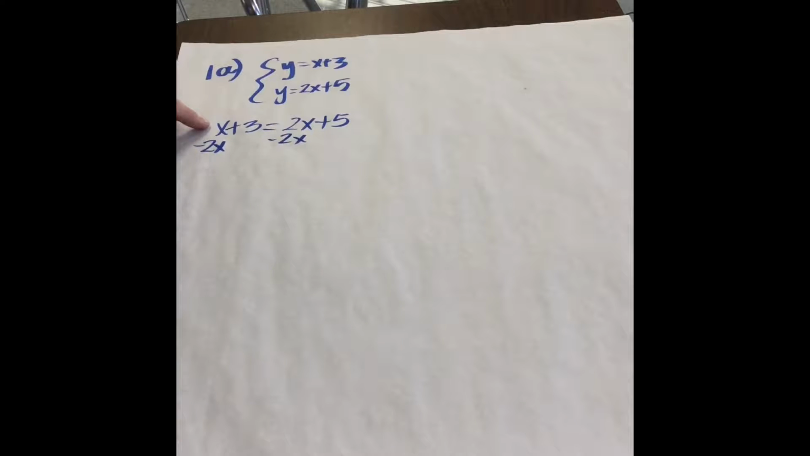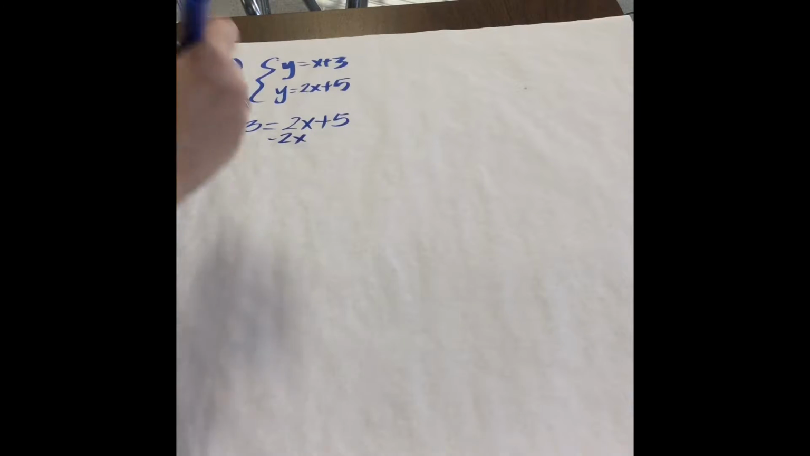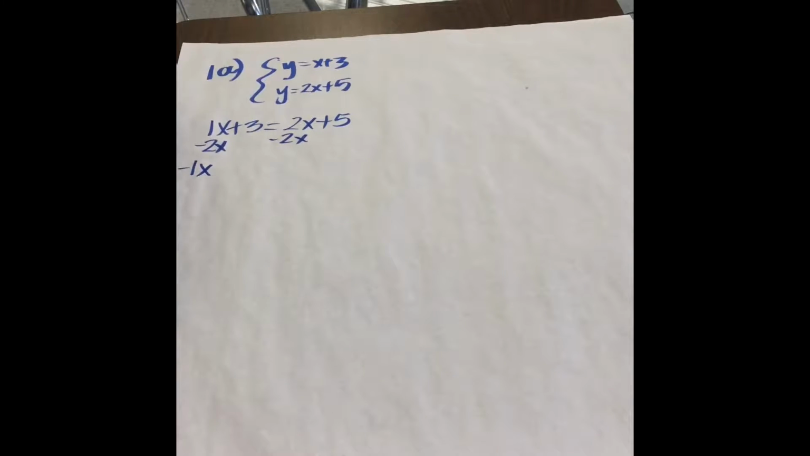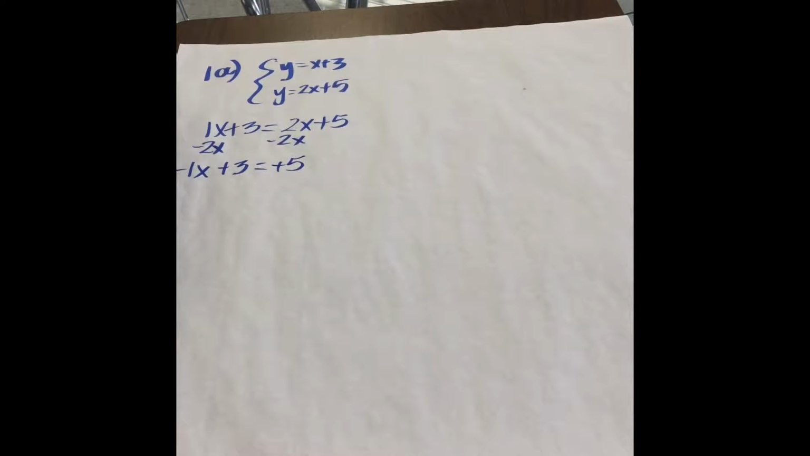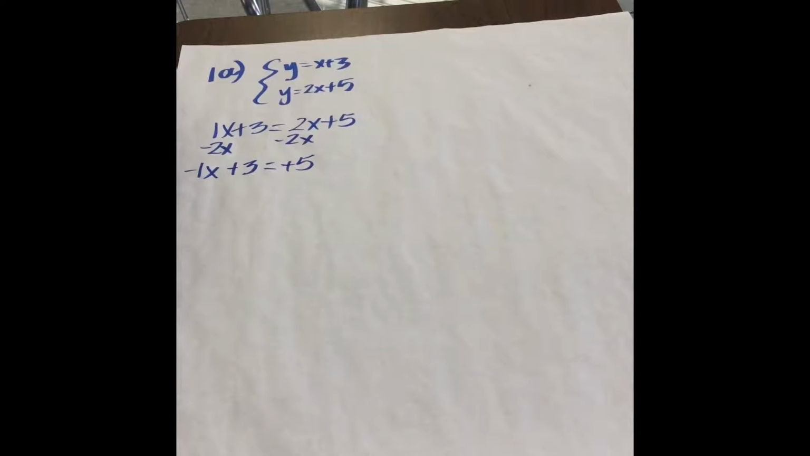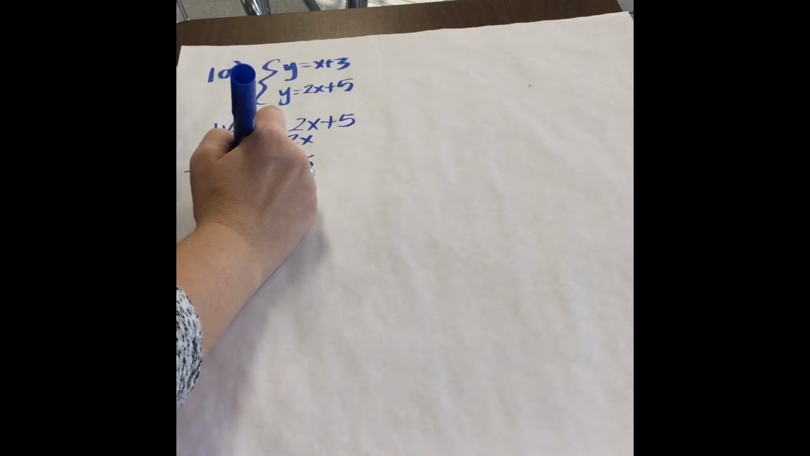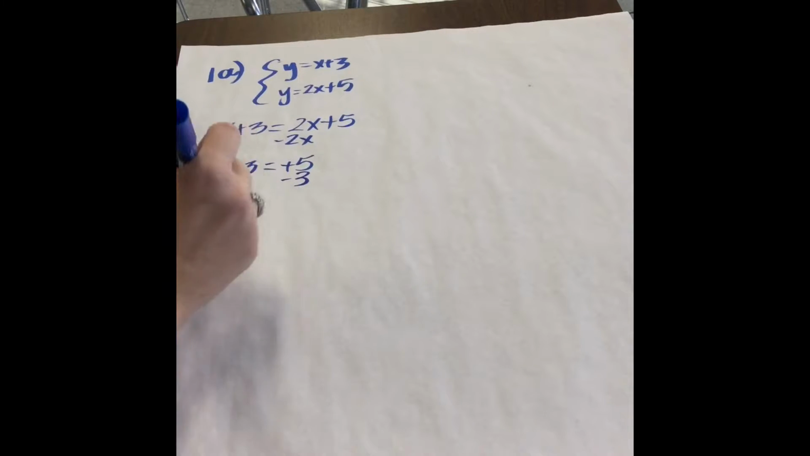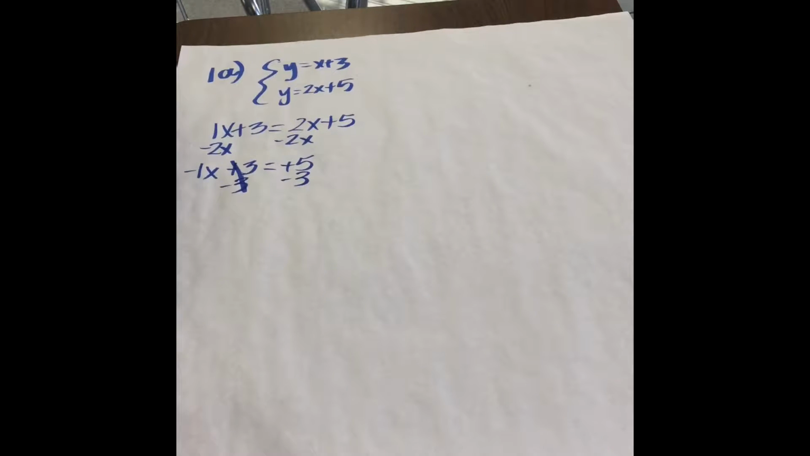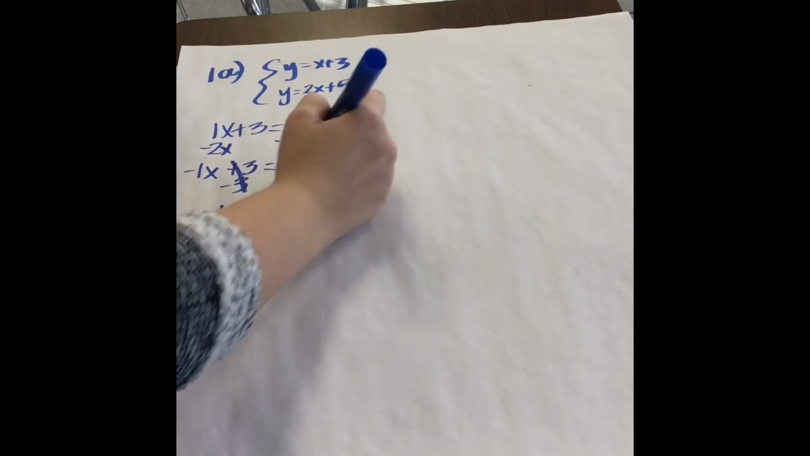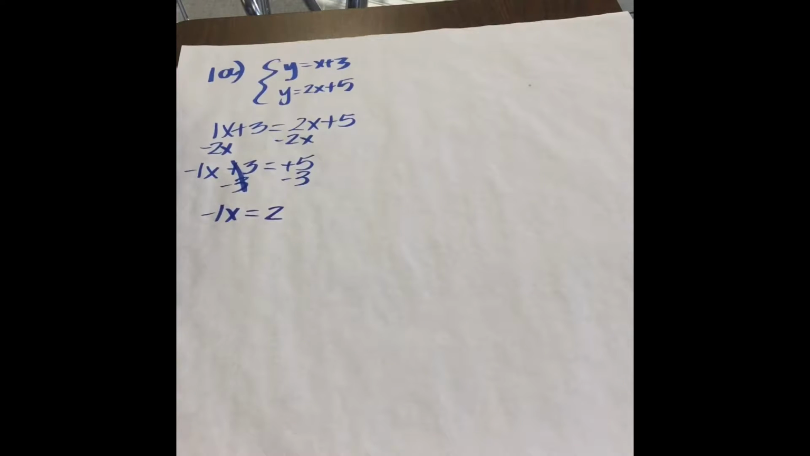So I'm going to subtract that 2x from both sides. This x is understood to have a 1 in front of it, and 1 minus 2 is negative 1. So that would be negative 1x. Bring down the plus 3 and this positive 5. Now I need to move my constant terms together. So I'm going to take this plus 3 and subtract it. Those would cancel because 3 and negative 3 make 0. 5 and negative 3 make positive 2.